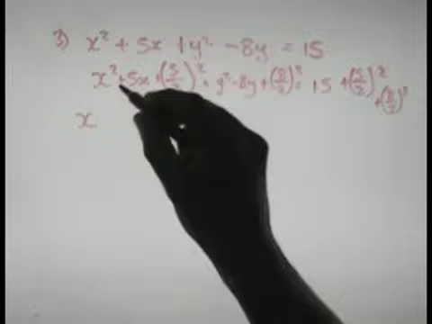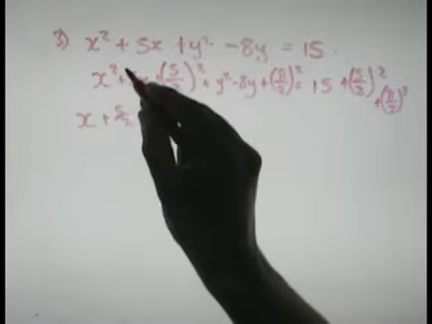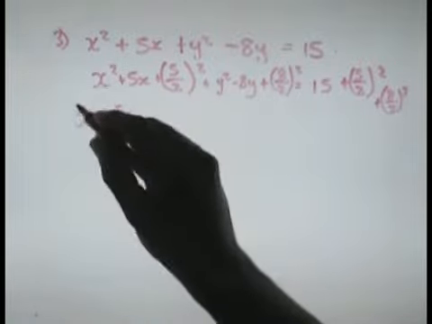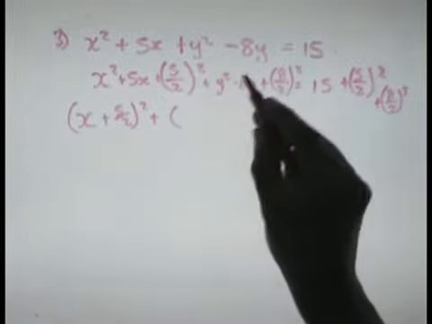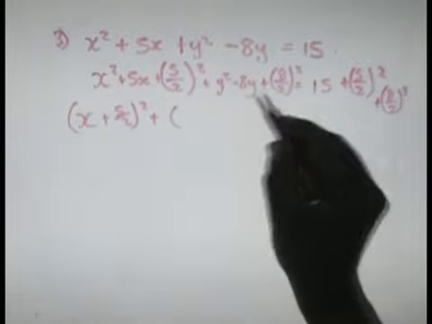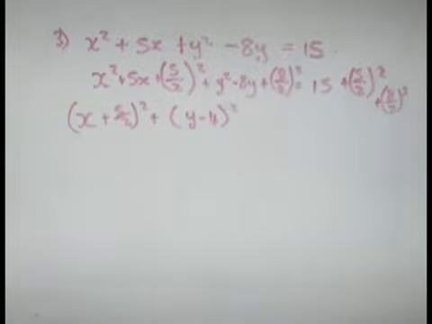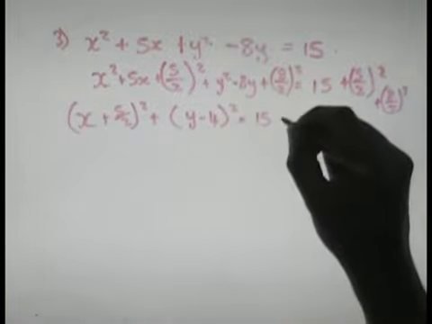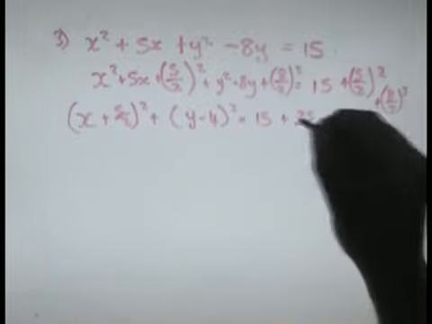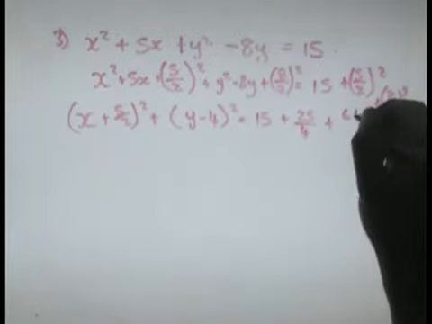This is going to become (x plus 5 over 2) squared plus (y minus 8 over 2), which is the same as (y minus 4) squared, is equal to 15 plus 25 over 4 plus 8 squared, which is 64 over 4.